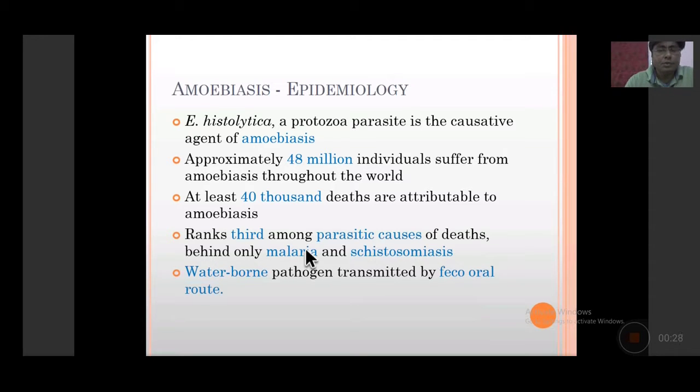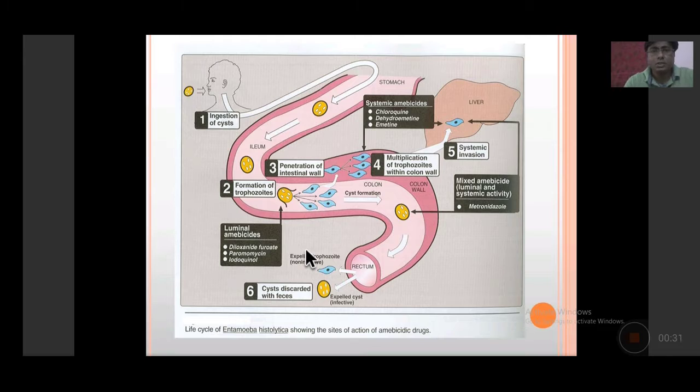Amoebiasis is a waterborne pathogen which is transmitted by the fecal-oral route. This you all know. This picture shows the life cycle of this protozoa, starting with ingestion of a cyst. The water ingested with this cyst of amoeba goes to the stomach, and then it leads to formation of trophozoites. Either they penetrate the intestinal wall, or they form another cyst which goes out and infects more water through the fecal route, and transmission then occurs human to human on a large scale. It happens by the fecal route only, but it spreads very fast in the community.